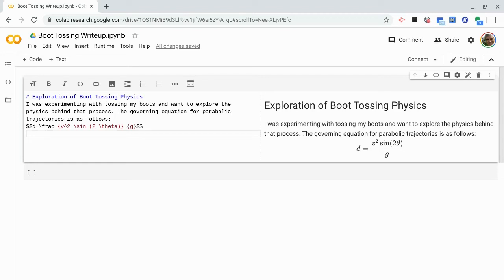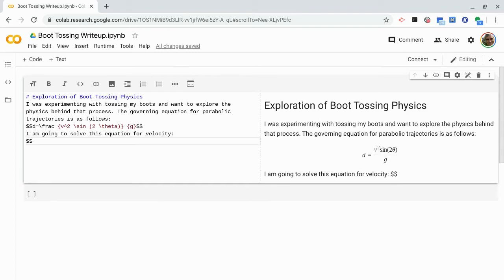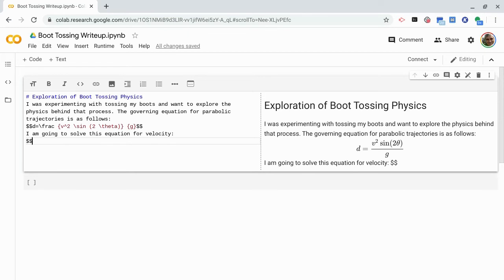So in this presentation, I'm just going to say, hey, here's the governing equation for parabolic trajectories. I am going to solve that equation. I'll type that. I am going to solve this equation for velocity, colon, enter. And now I'm going to do another equation. And I'm just going to type the new equation that I already worked out before on a piece of paper. I'm going to type that in LaTeX.